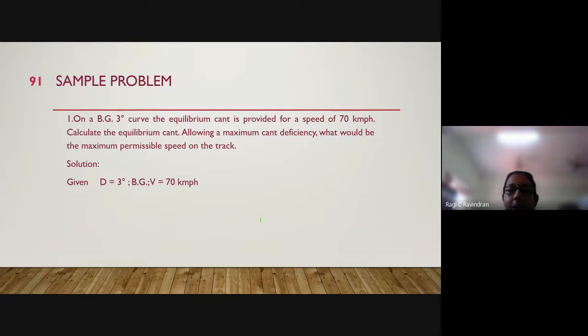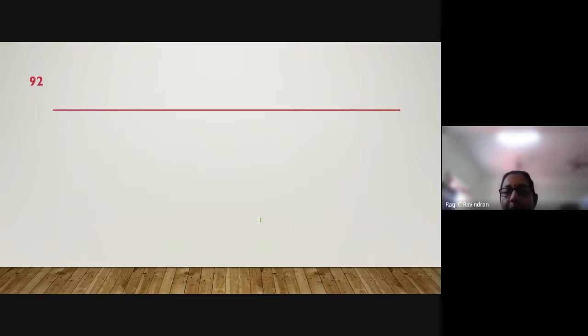Let's go into the solution. Given data: 3-degree curve, broad gauge, and velocity or speed is 70 kmph. Then from this you will be able to find out the radius of the curve. The equation is 1720 divided by D. Okay, all of you, you have to substitute it, find out the answer, and verify the answer.